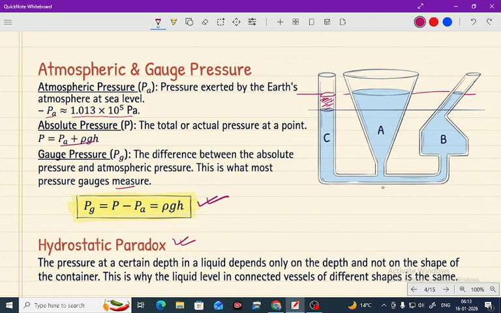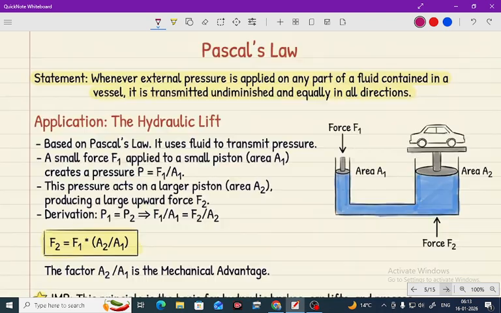The pressure at a certain depth in the liquid depends only on the depth and not on the shape of the container. This is why the liquid level in connected vessels of different shapes is the same. That is hydrostatic paradox. Next important thing is Pascal's law.